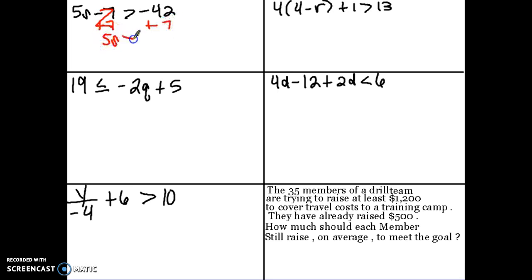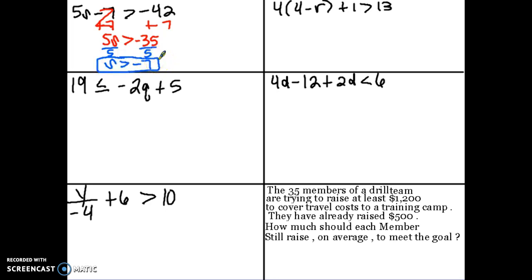That leaves me with 5s is greater than, I have a negative 42 plus 7. My signs are different, so I'm going to subtract. 42 minus 7 is 35. The bigger number is negative, so 35 is negative. Now I have 5 times s is greater than negative 35. In order to get s by itself, I have to divide by 5 on both sides. And that gives me that s is greater than negative 7.